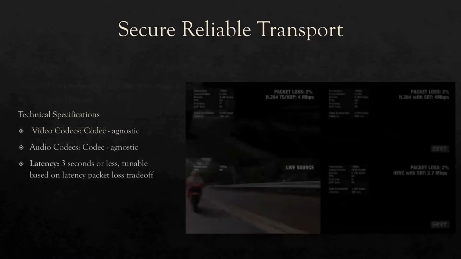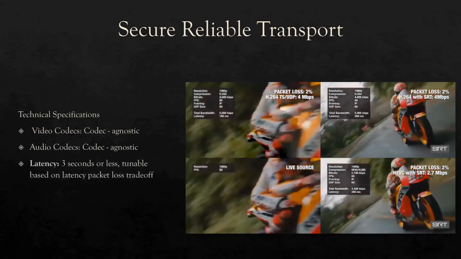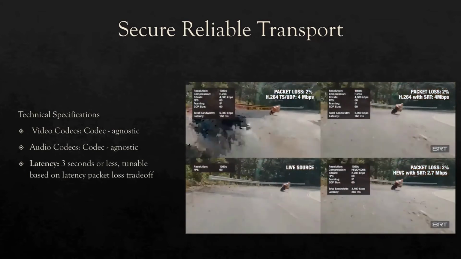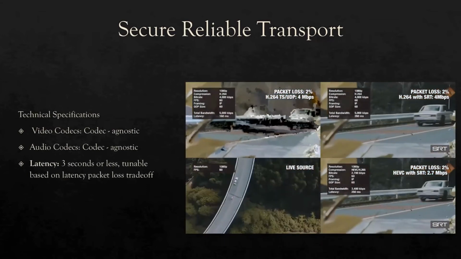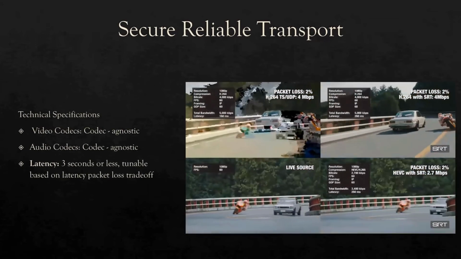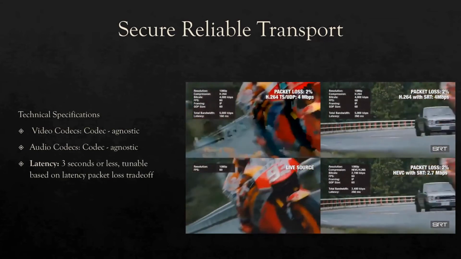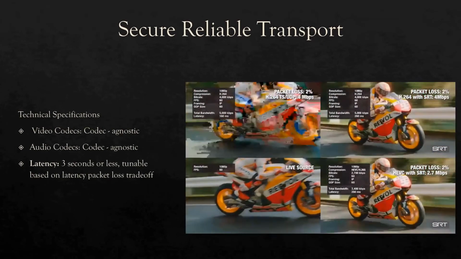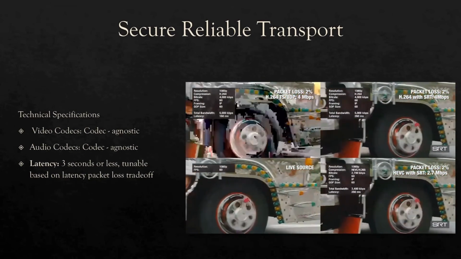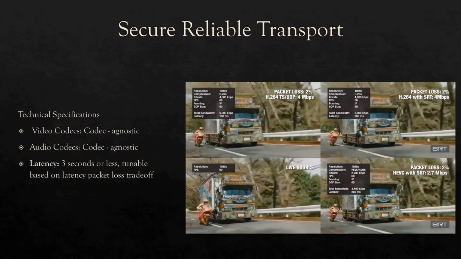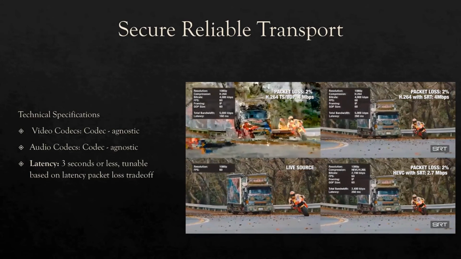The video on the right shows a comparison between the live source and video being streamed using both standard UDP and SRT. And as you can see, the UDP stream in general has worse video quality and shows a lot of artifacts, while the SRT stream is, for all intents and purposes, just a slightly delayed version of the live source.